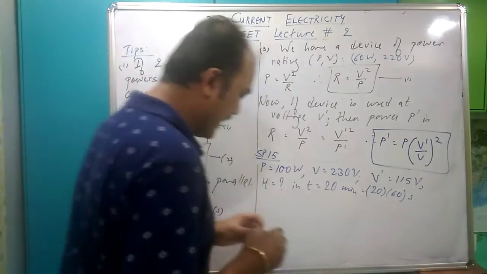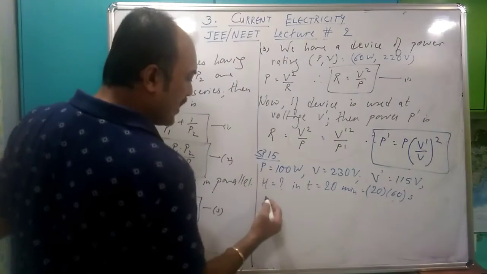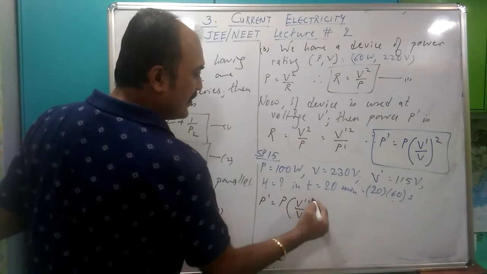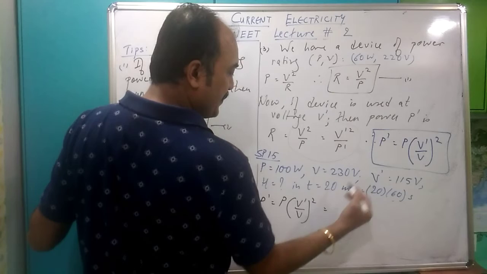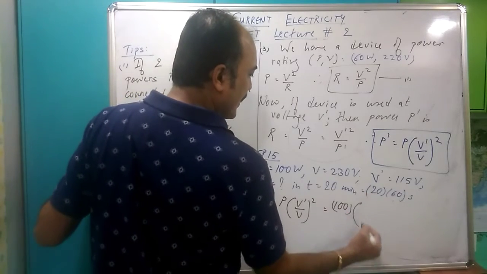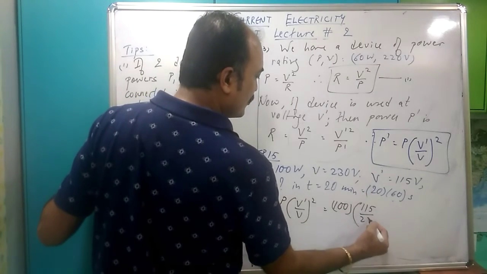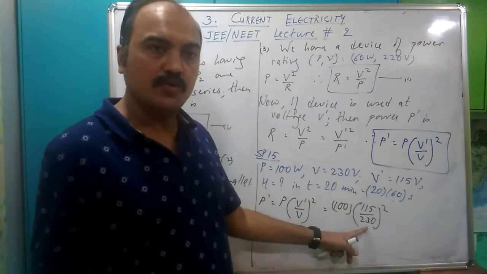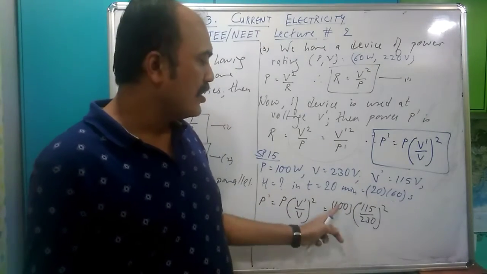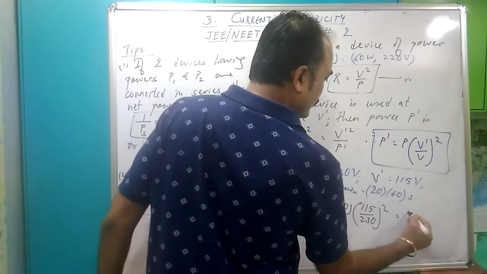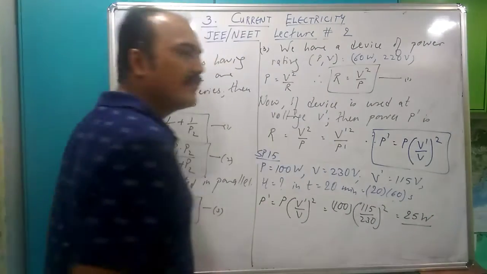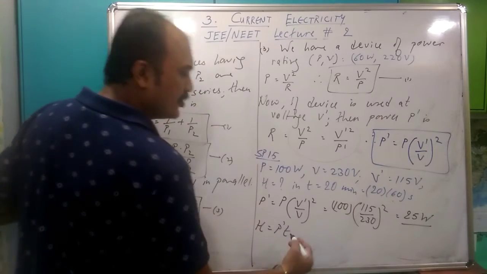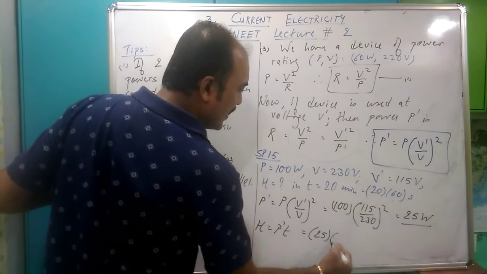So the first question is P dash. Now P dash, the new power, is P into V dash square by V the whole square. So this is P. P is how much? 100. And V dash is how much? 115 by 230 the whole square. 115 by 230, this is 1 by 2. 1 by 2, the whole square is 1 by 4. 100 by 4 is 25 watt.